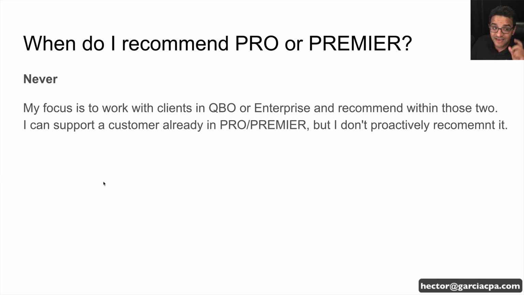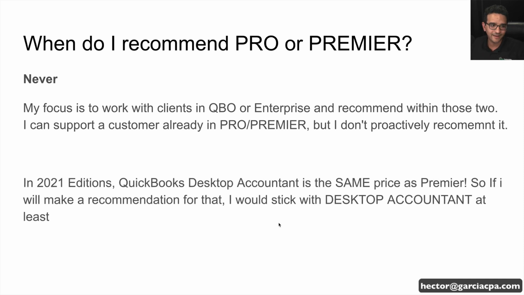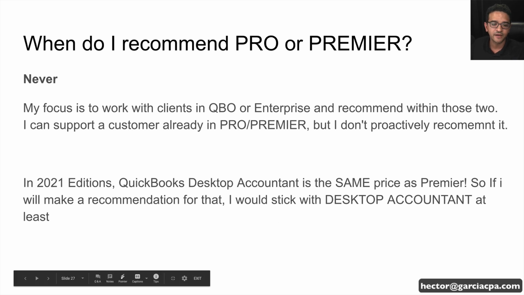If I'm gonna recommend a Pro Premier level type of software, a one-time fee type of software, I recommend Desktop Accountant, which I think is the best bang for the buck today. Out of all the editions of QuickBooks, best bang for the buck, dollar for dollar, QuickBooks Desktop Accountant is the best thing that you can buy. Yeah, I think it's the best. So if you're gonna stick with a desktop platform that's not Enterprise, I would recommend Desktop Accountant.